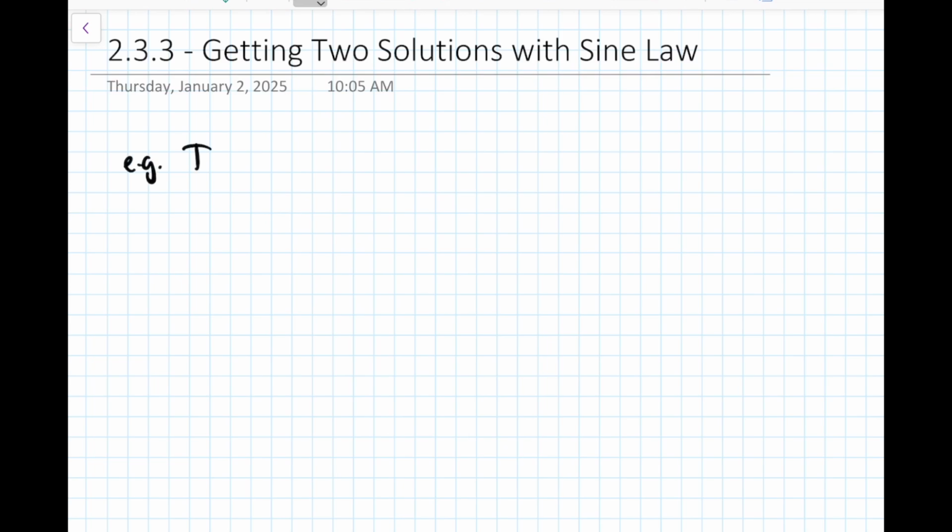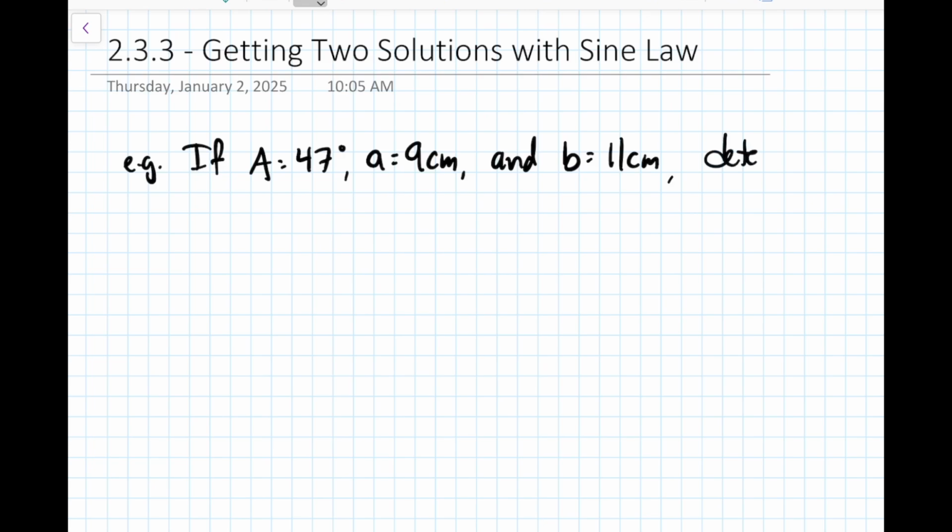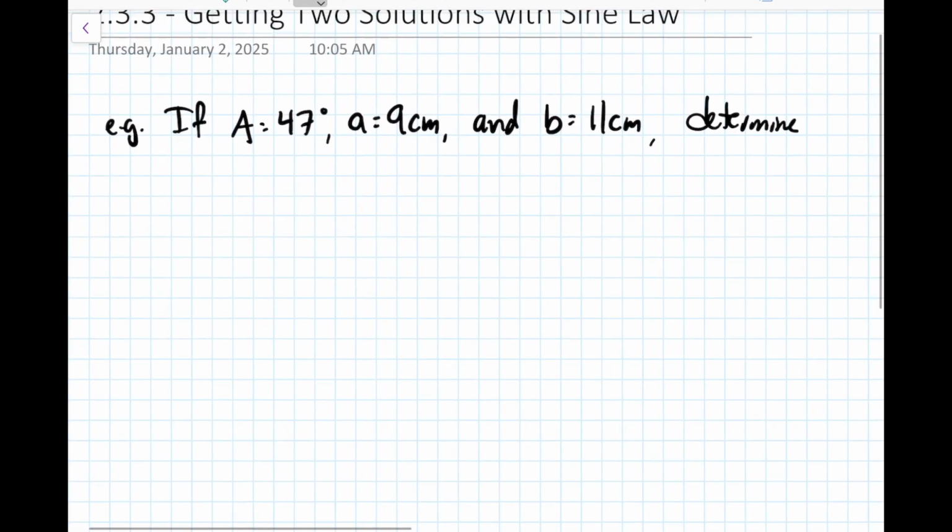So let's say we have angle A is 47 degrees, side A is 9 centimeters, and side B is 11 centimeters. And I want you to determine the length of side B.